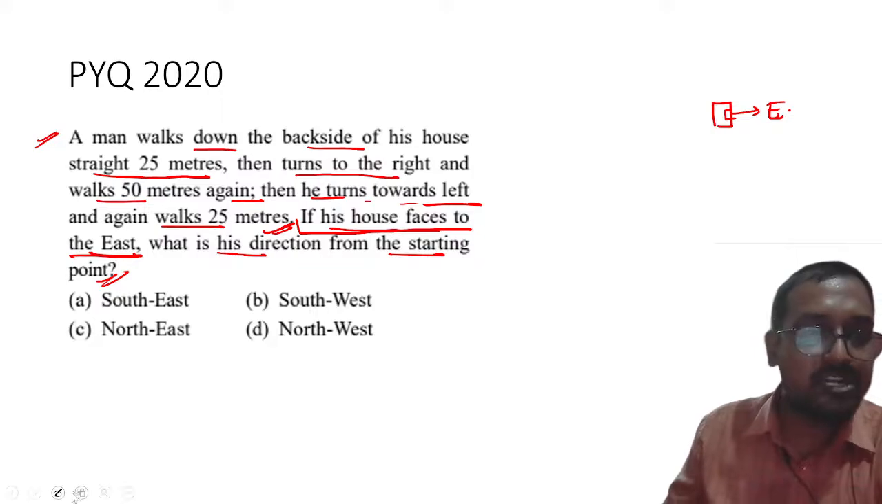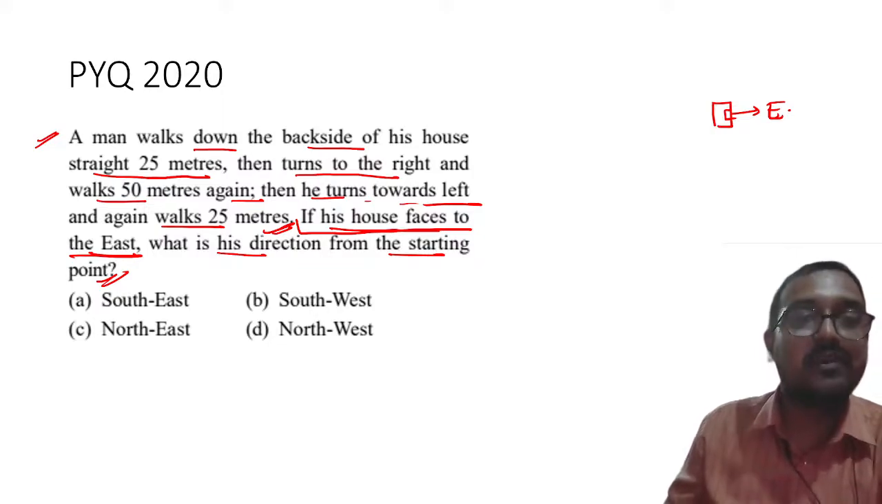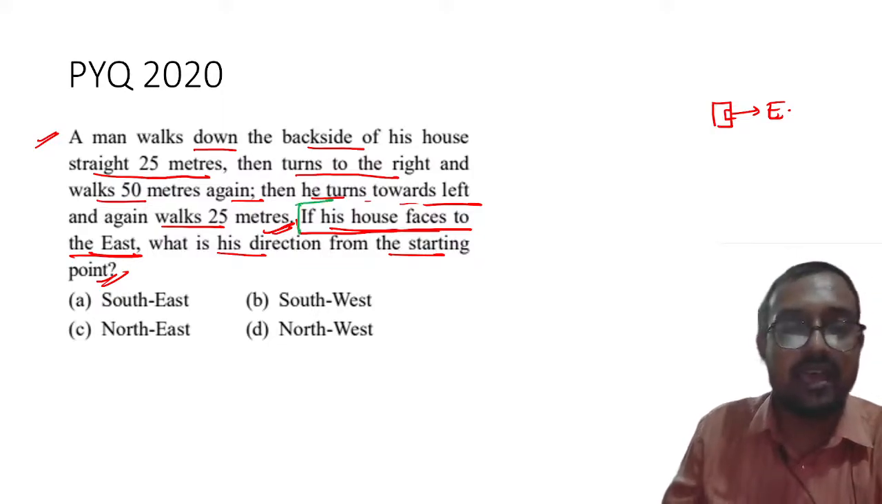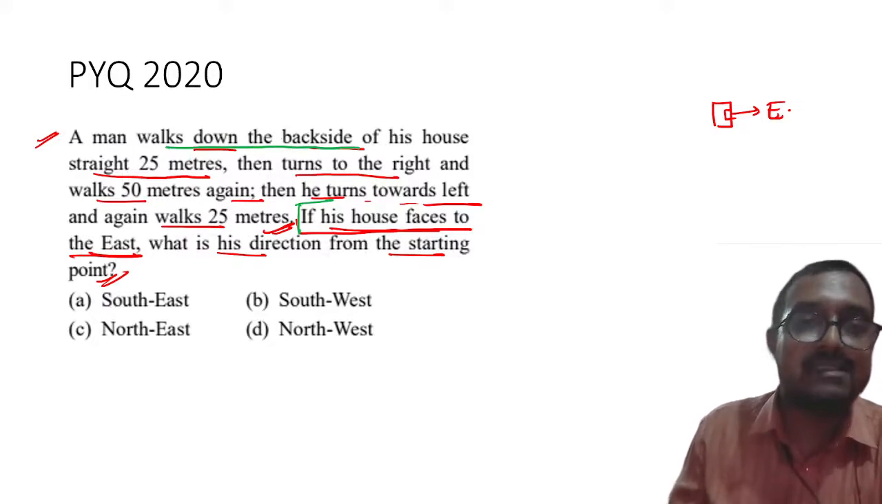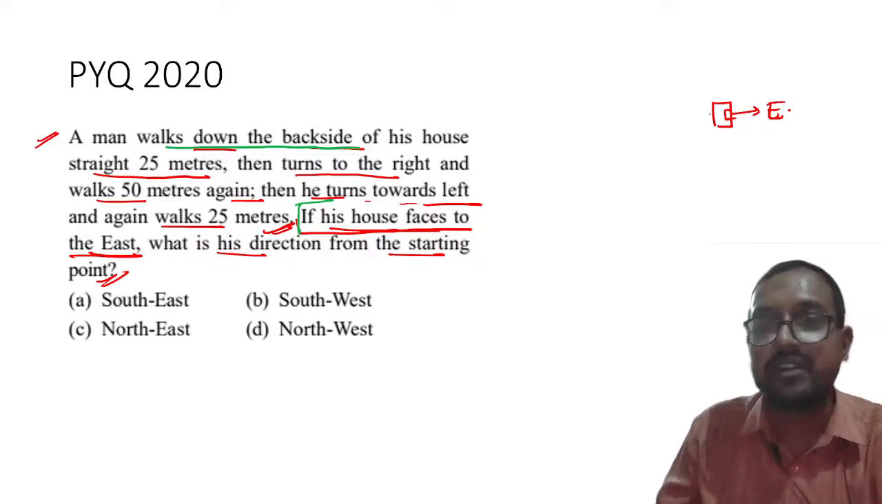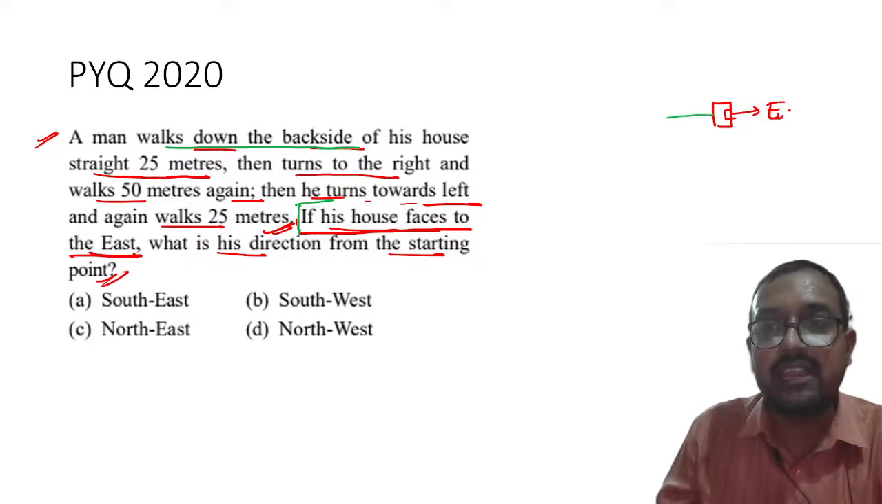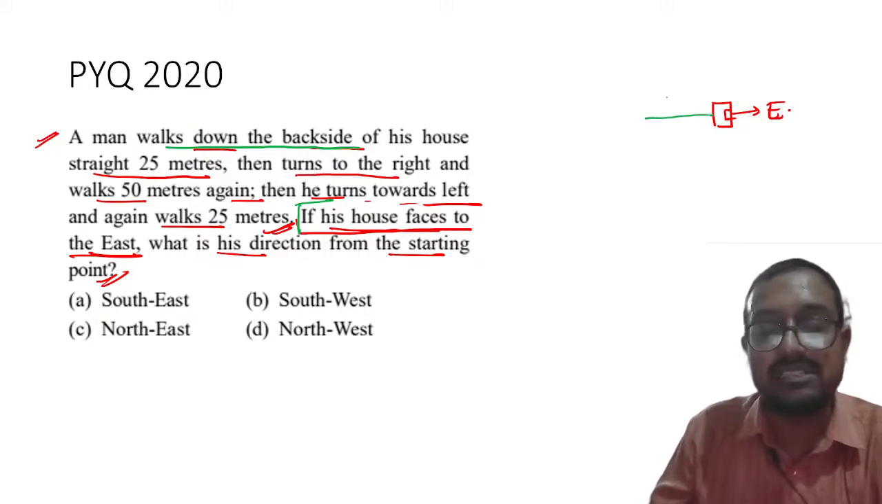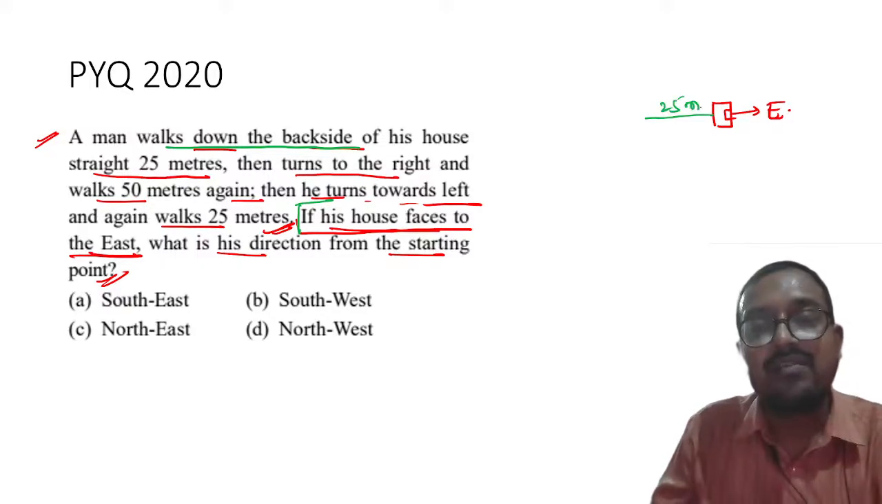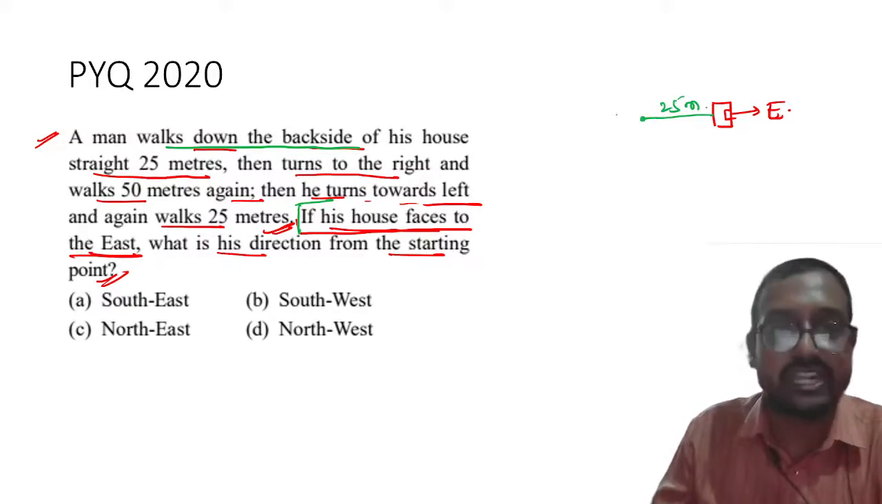Understood? Everyone understood? So I am starting from the back side, this part. The man walks down the back side of his house straight 25 meters. So the man goes to the backyard and then sneakingly escapes and walks for 25 meters straight.